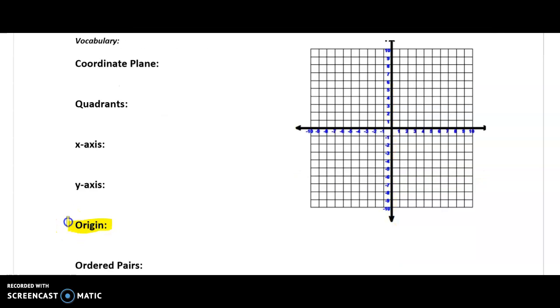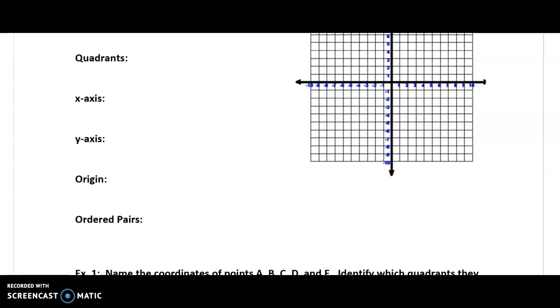The origin is the location where the x and the y-axis intersect. So the point of intersection is the origin. And finally, ordered pairs, which sometimes people call the coordinates, are the names of the locations of these points that we're going to graph on the coordinate plane. So let's move on to the first exercise, which goes over ordered pairs and or coordinates.